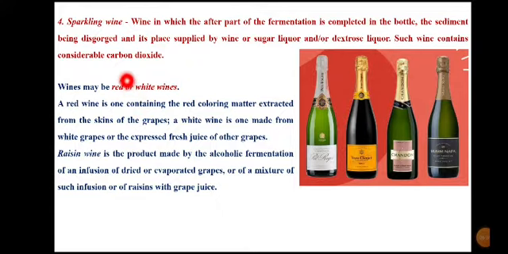Then one more category, that is still wine. Still wines are the wines which do not contain carbon dioxide, and these still wines or sparkling wines can be of red type or white type. So this is the classification of wines based on color. A red wine is wine whose color is red, and it is prepared from the red color grape variety. This red color is extracted from the skin of the grapes.